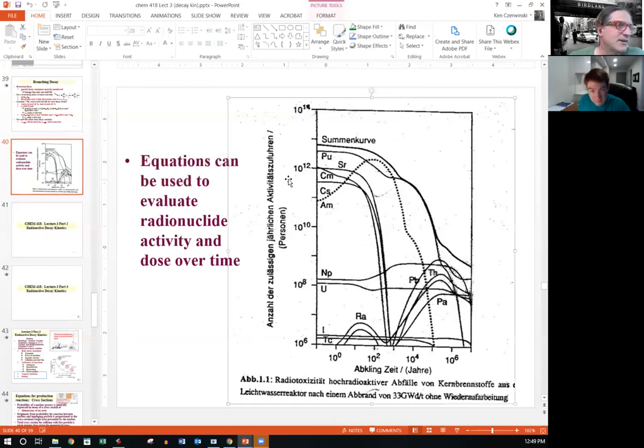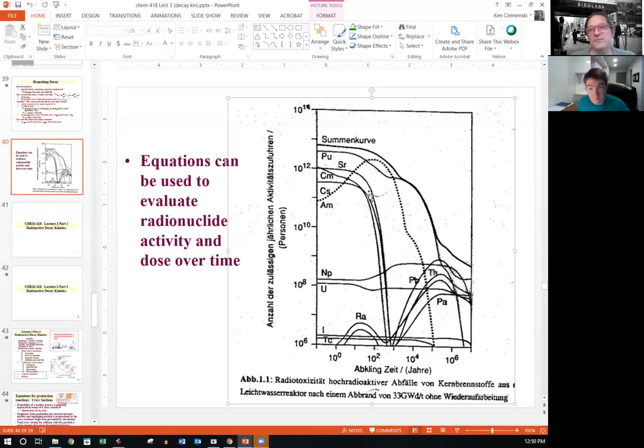And what I do here, this is something that I pulled off of when I used to work in Germany. This is the dose from different elements in a nuclear waste repository as a function of time. And this is in years, so it's up to 1 million years. And you see there's the summation curve, and then you see there's certain elements that dominate the dose because of their half-lives and their energies.